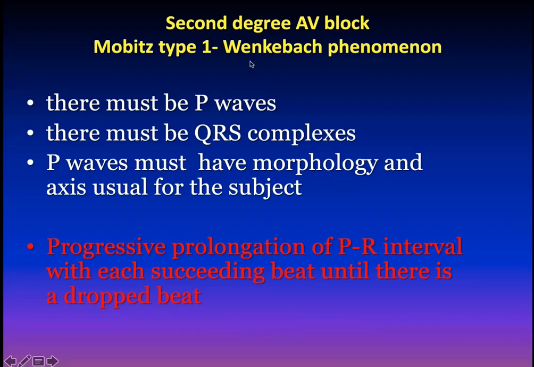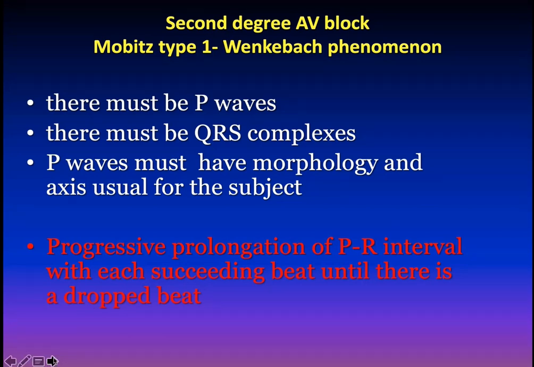Next, second degree AV block, or Mobitz type 1, we call it the Wenckebach block. So there is a prolonged PR interval. However, there is a progressive prolongation of the PR interval and there is a dropped beat. So that is the difference between your first and second degree AV block.